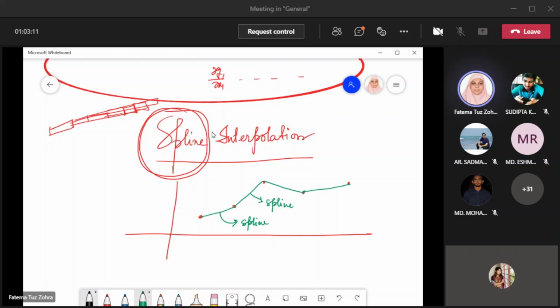Yes, ma'am. So spline interpolation is basically from a given set of data, you are trying to find out the behavior of the circumstance. Basically it is used in statistics. A very common example is, say I want to know what will be the behavior of corona in January 2020. How will you find it out?